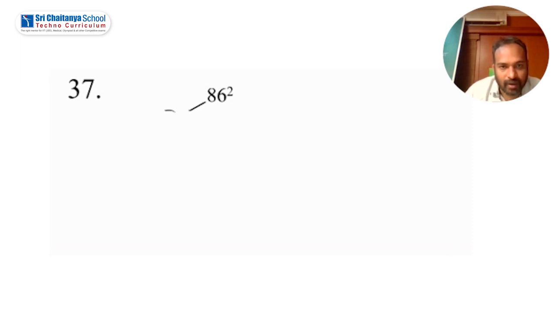What's the value of A here? 8. What's the value of B here? 6. A square means 8 square, 64. What is the next step? 2AB. 2 into 8 into 6. 2 into 8, how much? 16. 16 into 6 is how much? 96. Then 6 square, 36.